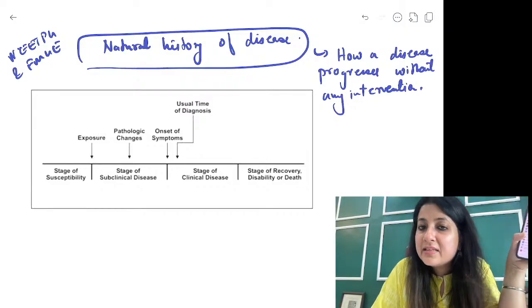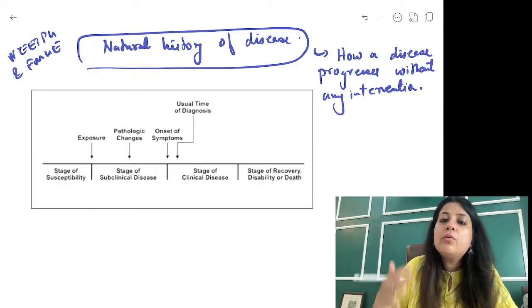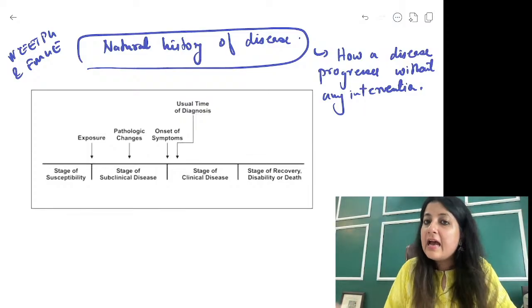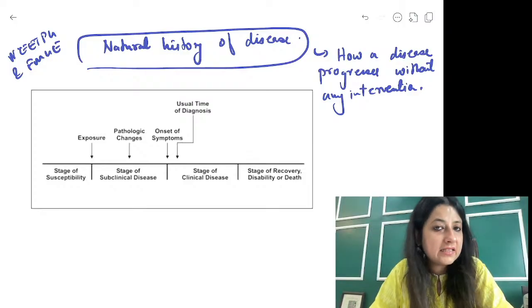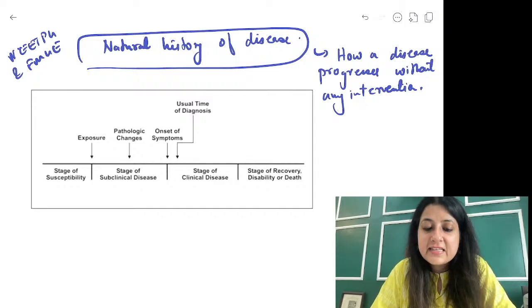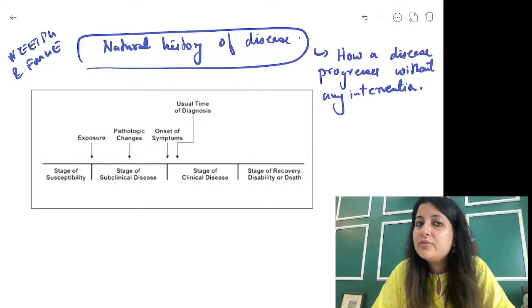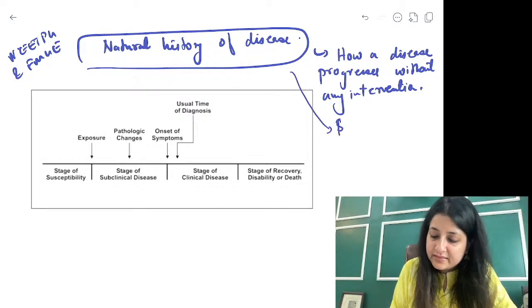Suppose we don't vaccinate the children for measles, how will measles occur? How do we stop measles? By vaccinating the children. So suppose I don't vaccinate the children for measles, how will measles result? That is natural history. Next MCQ: which study design is the best one to study natural history of a disease? Anybody?